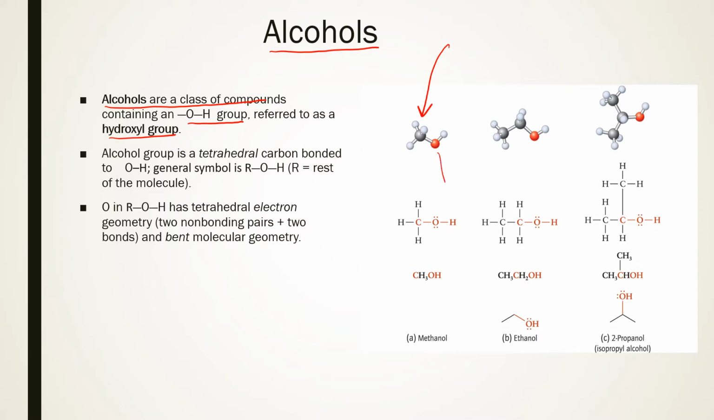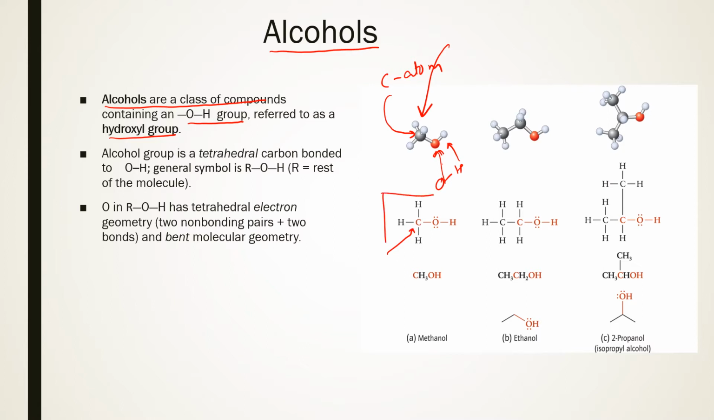The red sphere represents the oxygen atom. So this would be the OH. Oxygen would be the red sphere and hydrogen would be the white sphere. And this black sphere is the carbon atom. As you can see, the carbon atom is a tetrahedral atom. So oxygen is bonded to the carbon, and this carbon is tetrahedral.